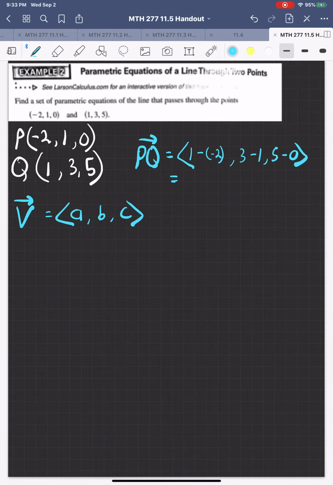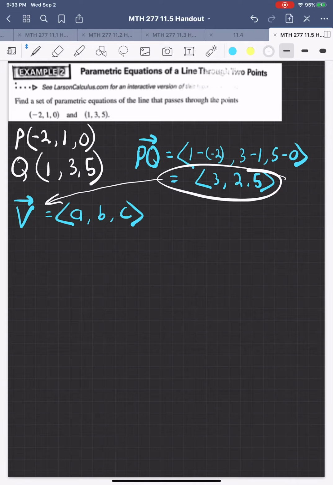And that would serve as our directional vector. So beautiful. So this is V.